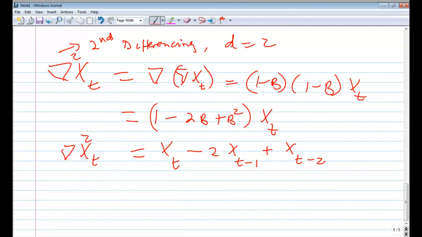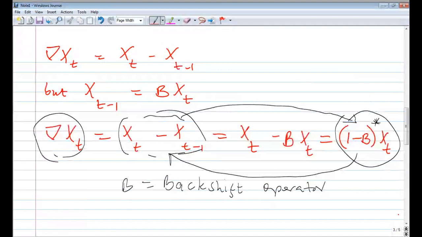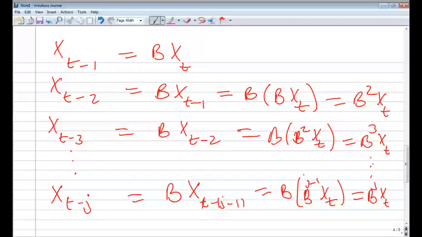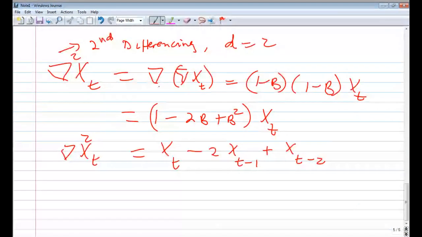But when you check this one from the previous page, this change in xt is equal to 1 minus b xt. So in other words, change is the same as 1 minus b. So where there is change there, you put 1 minus b. Put 1 minus b, then you introduce xt. But this one is within the brackets.